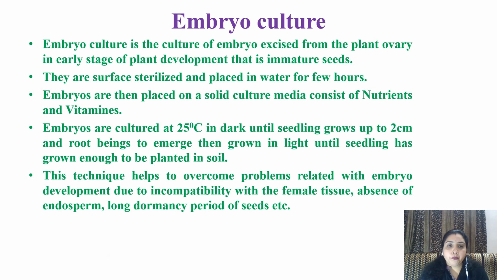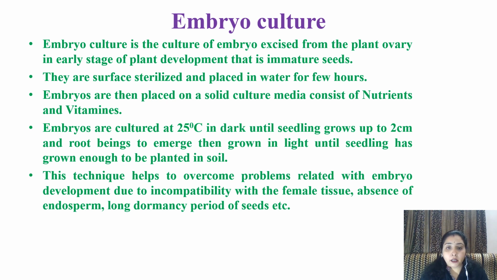Embryo culture. Embryo culture is the culture of embryo excised from the plant ovary in the early stage of plant development. They are surface sterilized and placed in water for a few hours. Then they are placed on solid culture media consisting of nutrients and vitamins. Now they are cultured at 25 degrees centigrade in dark until the seedling grows up to 2 centimeters and root begins to emerge. Then they are grown in light until the seedling has grown enough to be planted in soil.